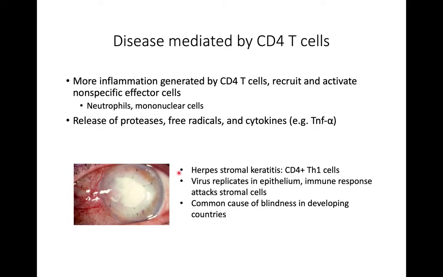In herpes virus, this can cause what's called a herpes stromal keratitis. So this is when an eye is infected with herpes virus, and those CD4-Th1 cells come to the eye. So the virus replicates in the epithelium of the eye. The immune response as it comes in attacks the stromal cells. And you can see that there's thickening here in the eye, that it's cloudy, it's been blocked over. This is a pretty common cause of blindness in developing countries.